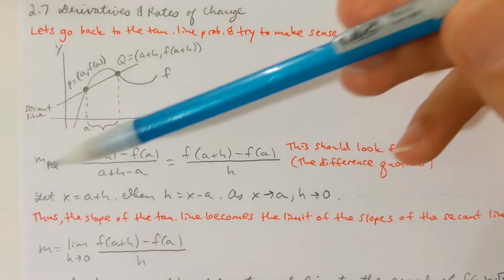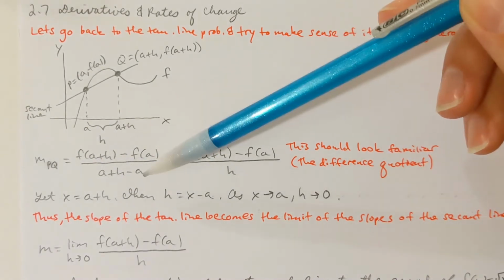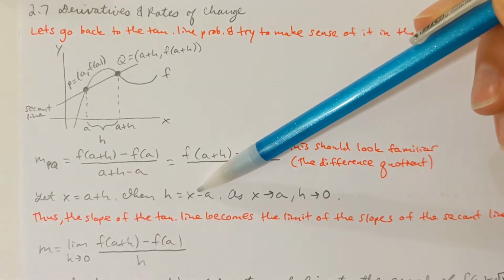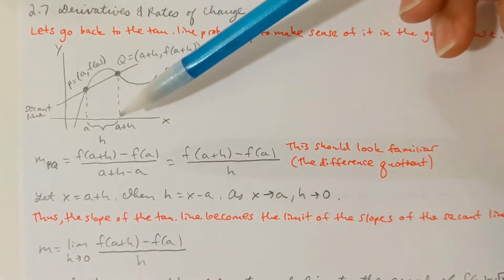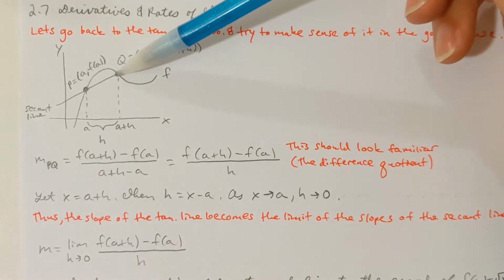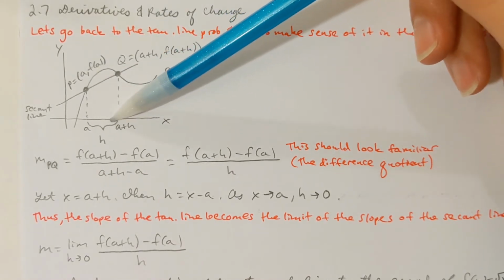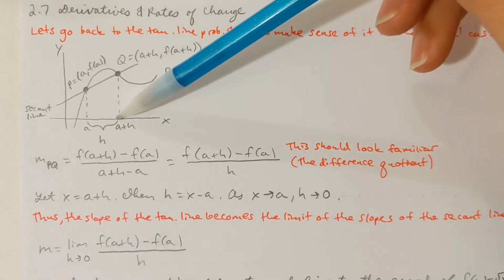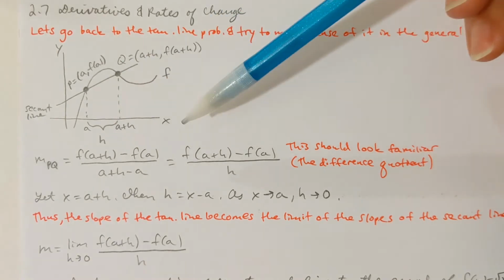Okay, now I'm going to let x be a plus h. Then if we subtract a from both sides, h would be equal to x minus a. Now as x is getting closer and closer to a, that would mean that point Q is getting closer and closer to P, this distance here of h units is shrinking, right? h would be getting closer to 0 if x is getting closer to a.